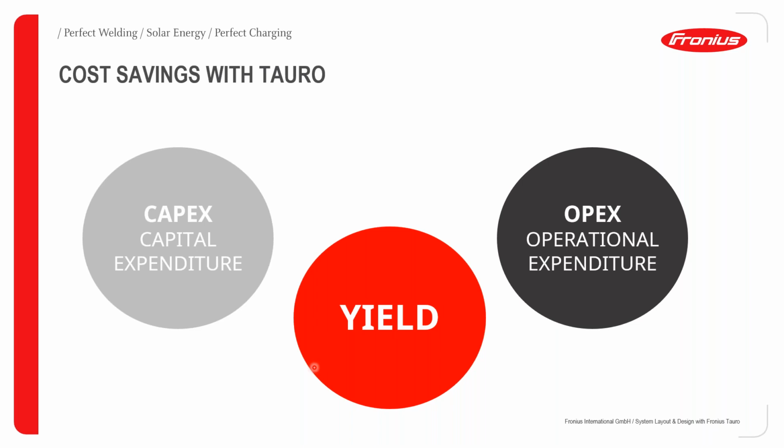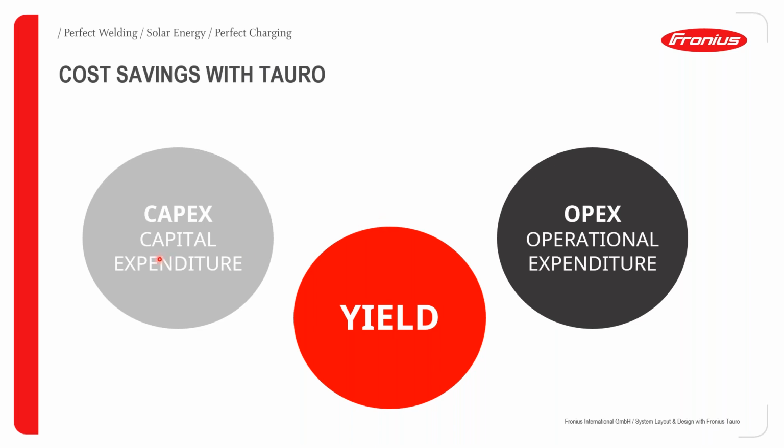Firstly, whenever you are planning a project with a Fronius Tauro, there are multiple ways that you as an EPC company or installer can actually save costs. The first one is the CAPEX, which is the capital expenditure. The second one is the OPEX, which is the operational expenditure. And the third very important point as well is the yield. Obviously, if you install an inverter that operates better at higher temperatures, for example, you will ensure that your installation has a greater yield over a certain period of time. And as you all know, a greater yield basically leads to a quicker payback period.